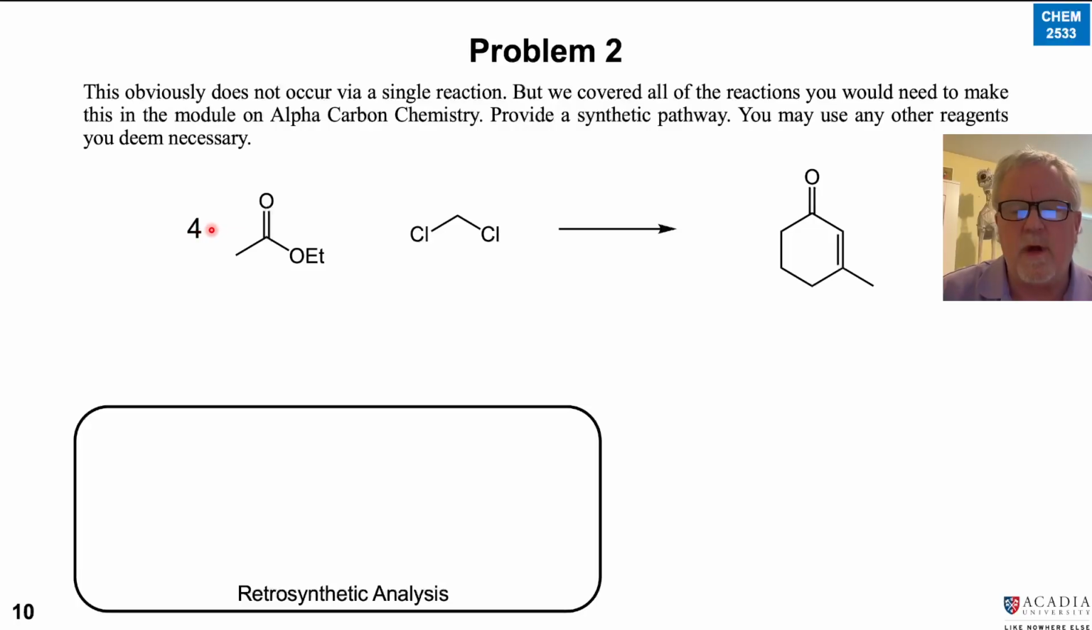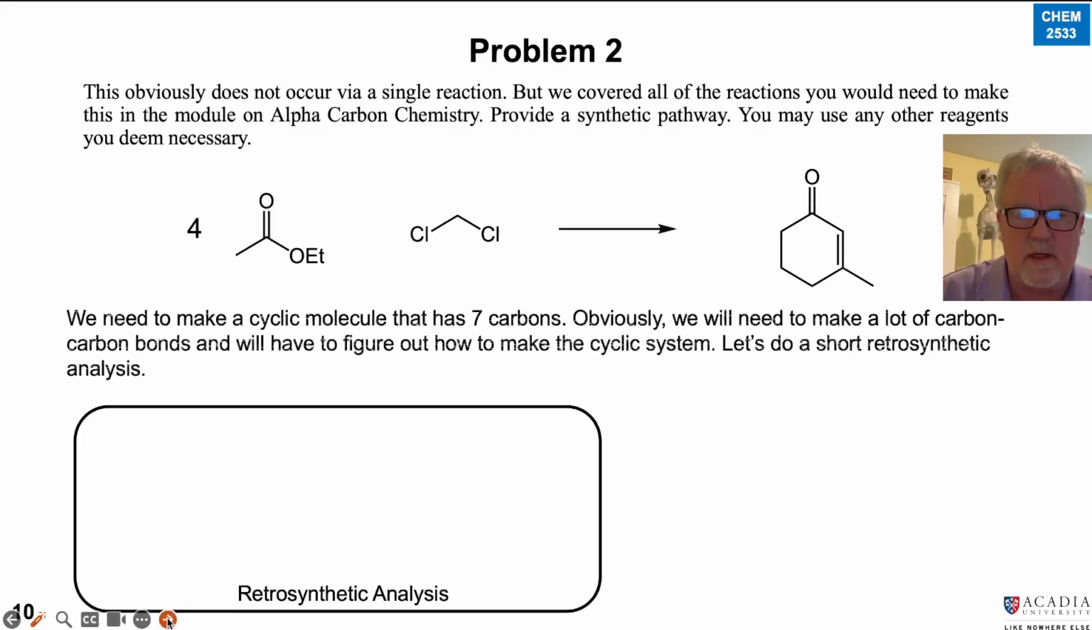That makes me think right away a couple of things. I'm probably going to want to do a Claisen condensation of this reaction so that I can get to the acetoacetic ester synthesis. You'll remember that from class. So let's do a little bit of a retrosynthetic analysis here. Even though I didn't ask for it, I'm going to go ahead and do one.